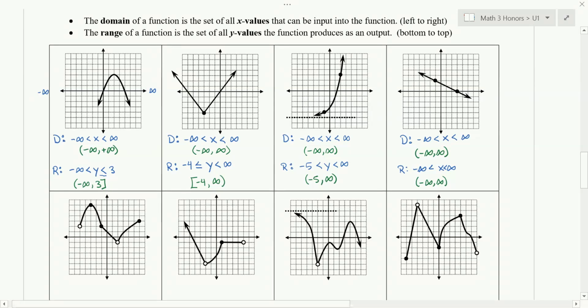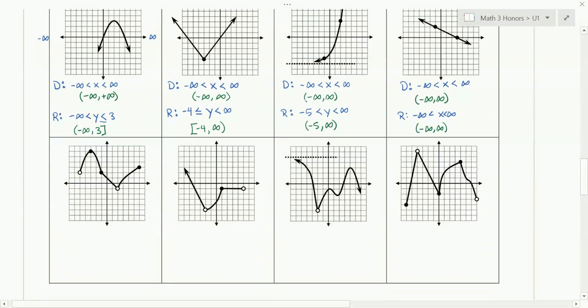Okay. So these next ones start to get a little weird, but they help in us understanding domain and range, and so that's why they're here. If there's no arrow, that means it does not keep going, right? So here, this is as far left as this goes, whereas this one has an arrow, it's going to keep going to the left.